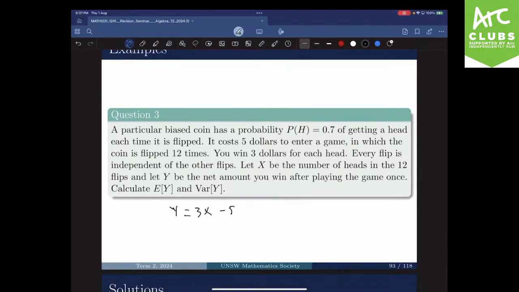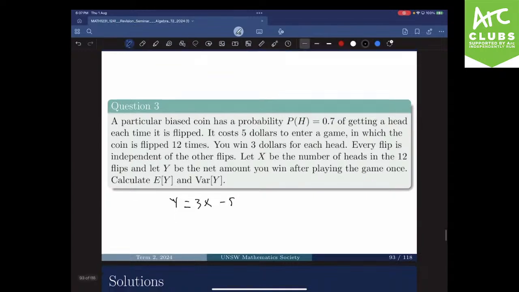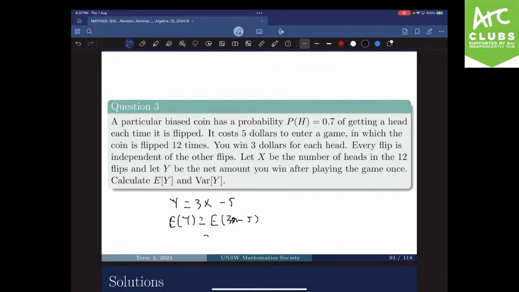Now to find the expected value, we just take expected value on both sides. Expected value of Y is equal to expected value of 3X minus 5. So E[Y] is equal to E[3X] minus 5, which is equal to, remember the scaling and shifting laws from before, 3 times E[X] minus 5. And now it's just a problem of finding E[X].